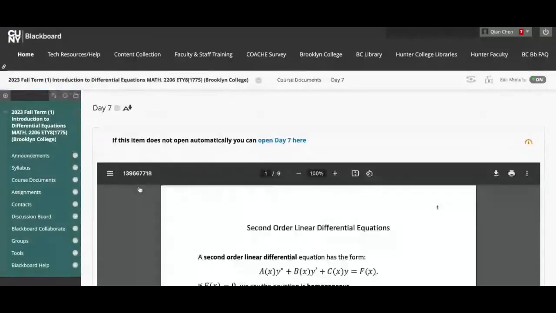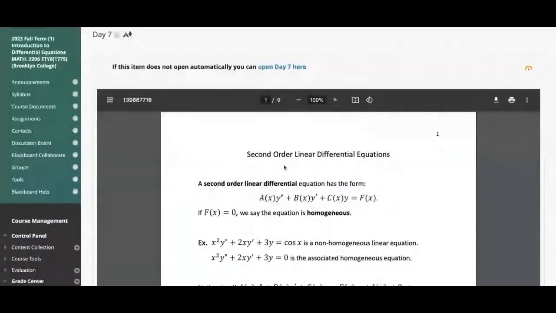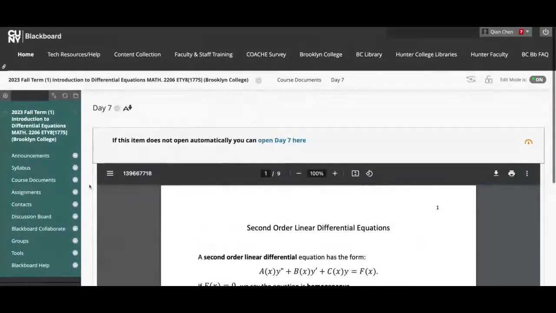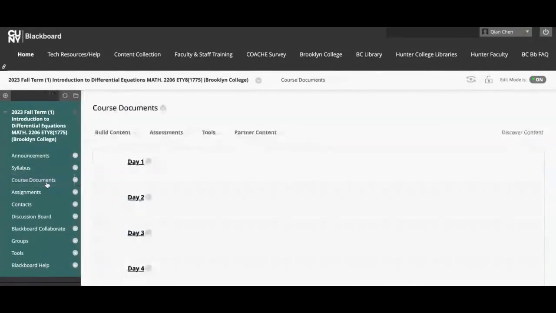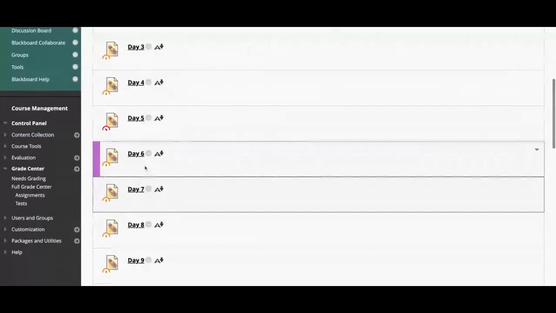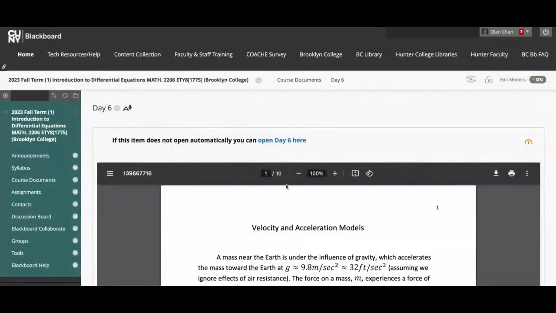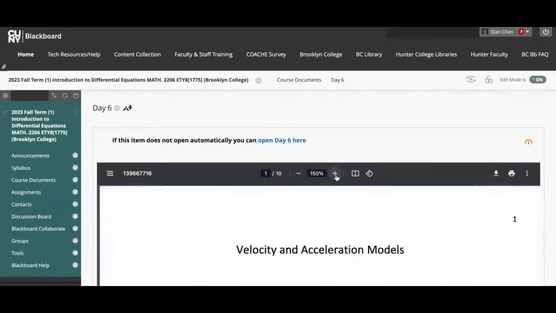So 7. Let's see, what's 7? Oh, we're going to second order. Okay, second order, but still linear differential equations. Does anyone have any questions for today's velocity and acceleration?